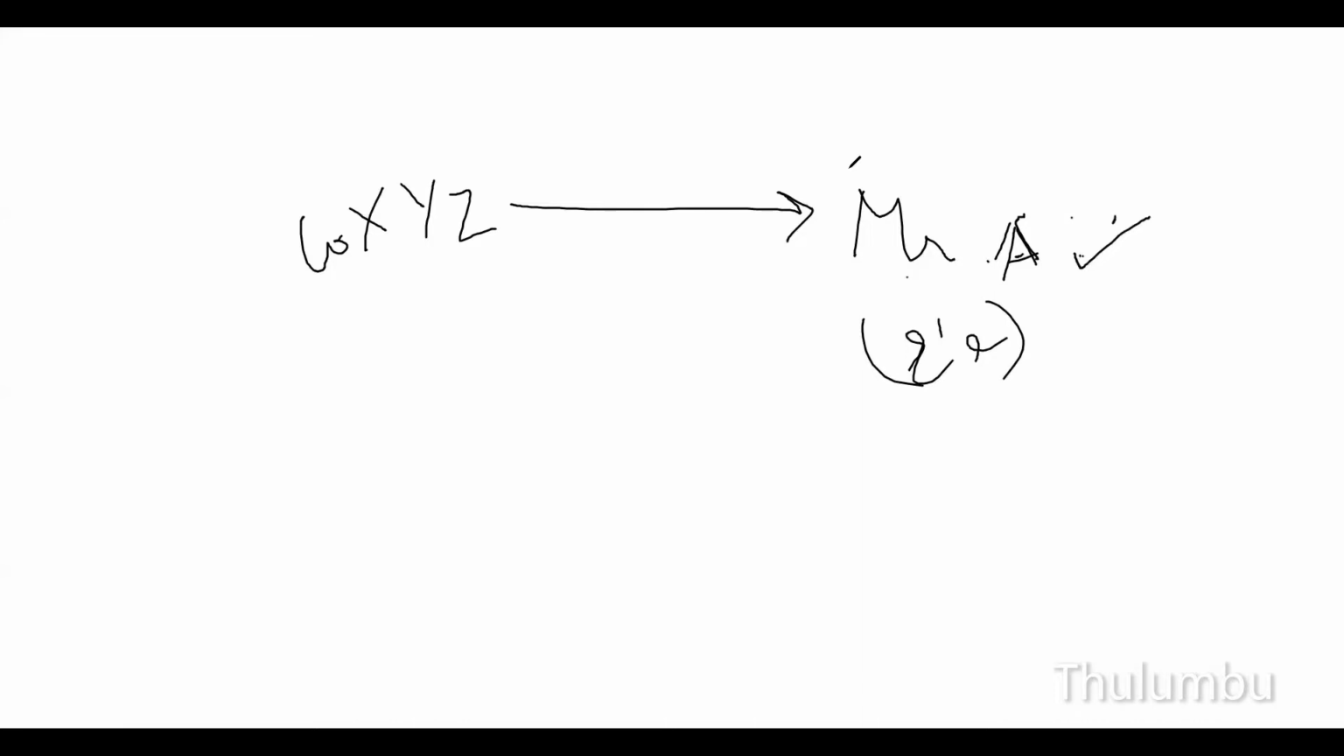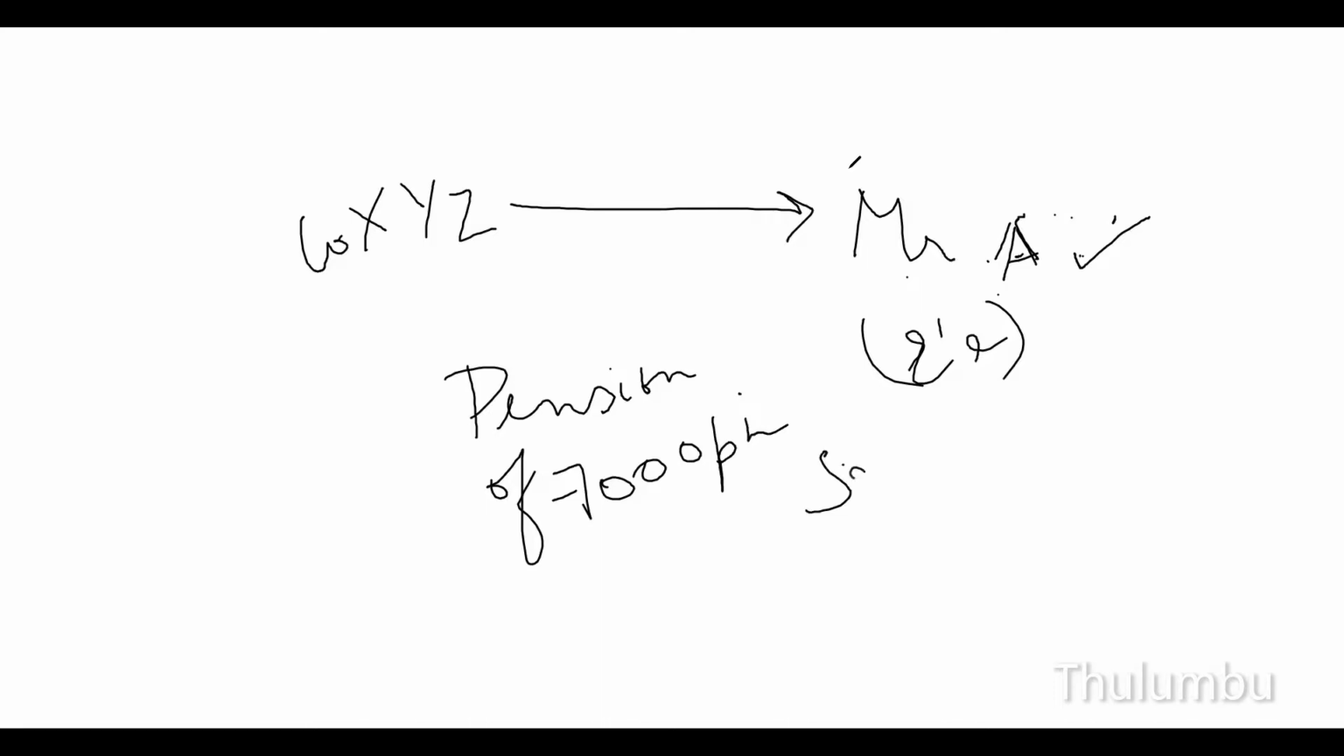After retiring, he is receiving pension, say 7,000 per month. So this pension will be taxed in the hands of Mr. A as salary income. Now suppose Mr. A has died.